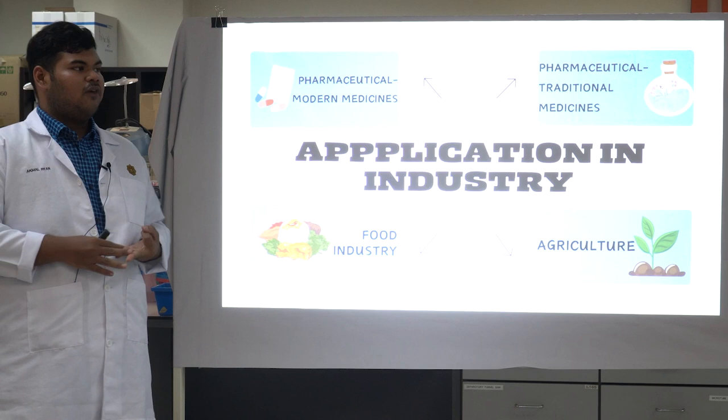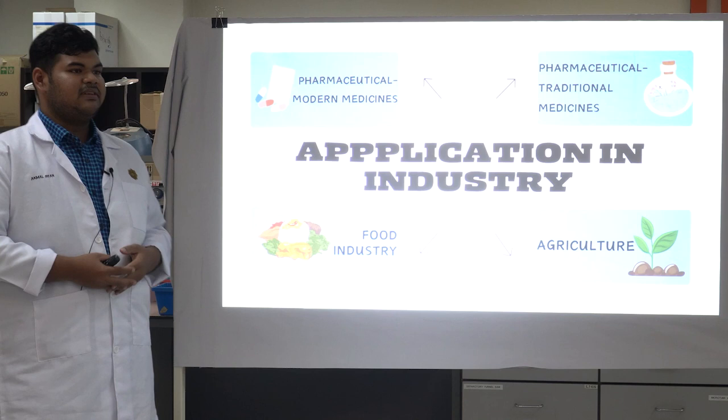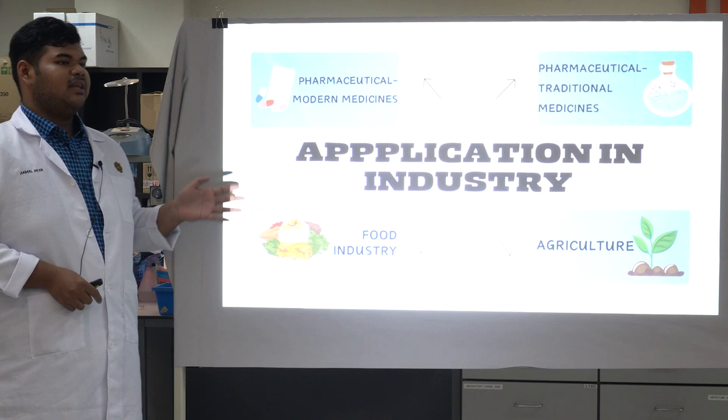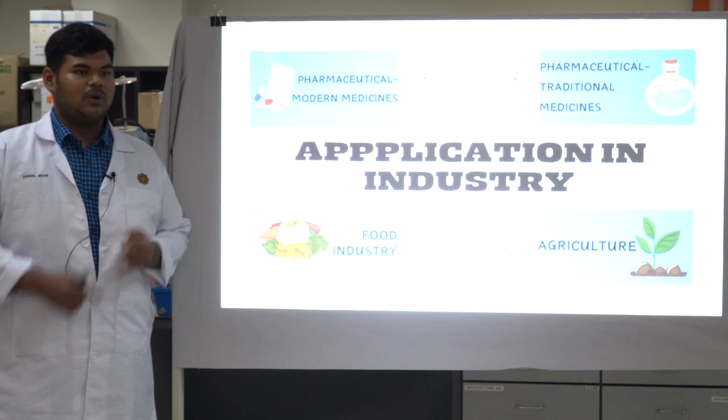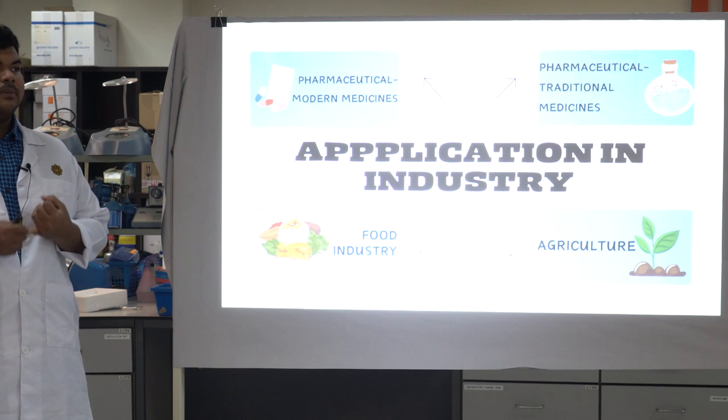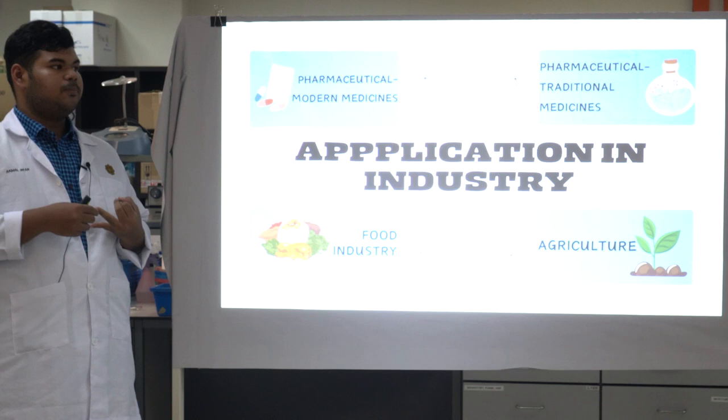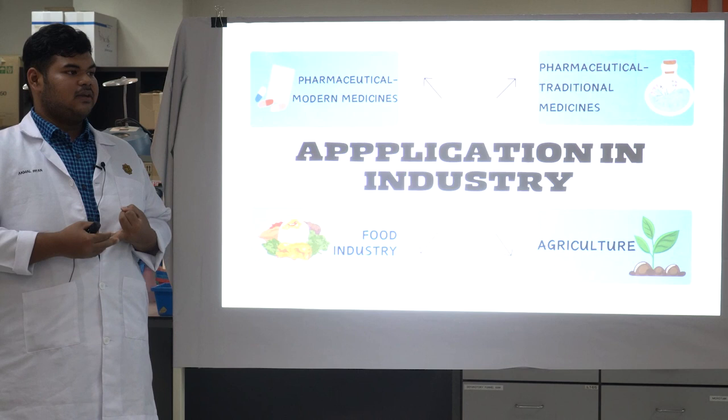So the third, pharmaceutical in modern medicine. The main purpose of TLC in pharmaceutical modern medicine is, of course, for the production of medicine itself and also for quality assurance. We are going to conduct two different tests: one qualitative test to identify the presence or absence of the substance in the product, and also a quantitative test to detect the purity levels of the substance.